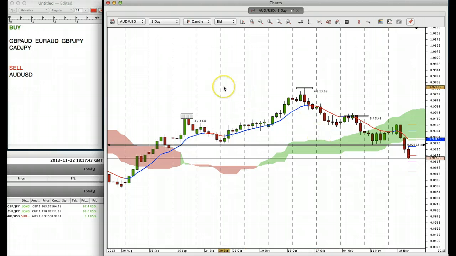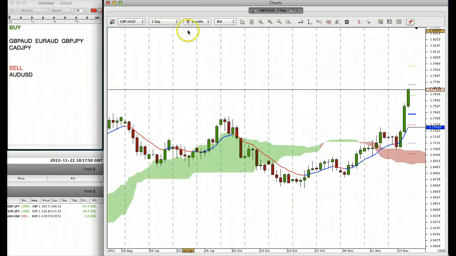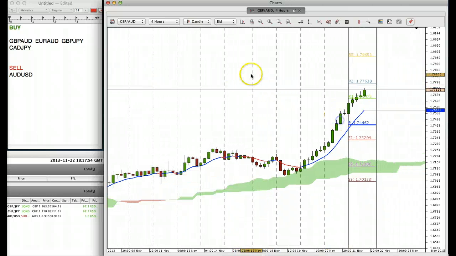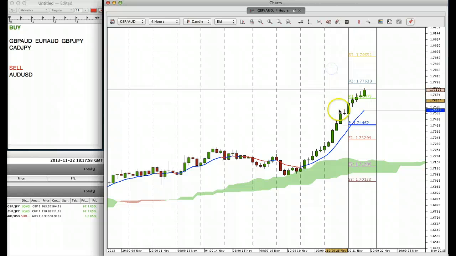Okay. The other pair was pound Aussie. Let's go to the 4-hour chart. Again, here was a new day. We went over this yesterday.